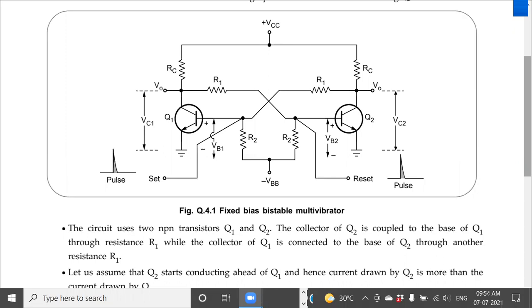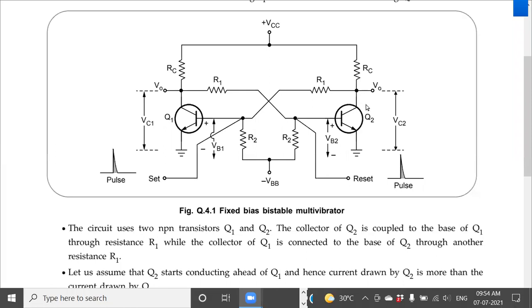Ideally, what is the voltage across the switch when the switch is on? Zero. Very good. So when the switch is on, the voltage across the switch in the ideal case is 0. When we consider the transistor, when the transistor is on, it is not 0, but it is a low value.